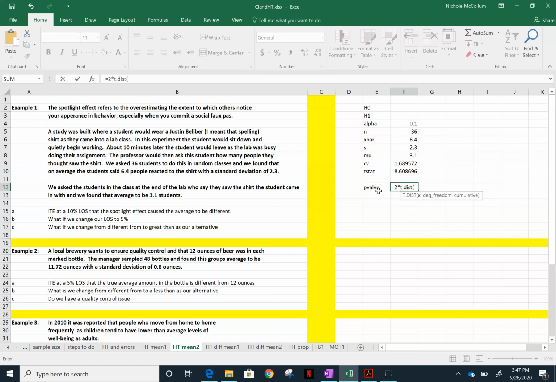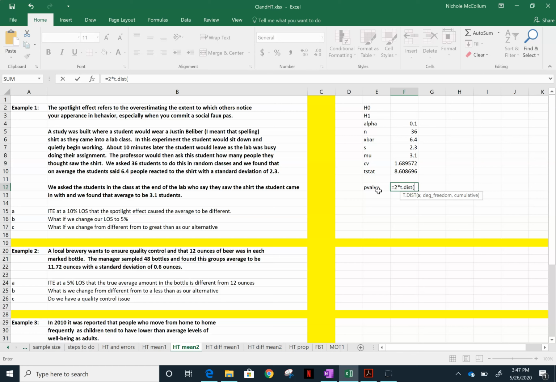I like to run through the code to make sure I understand what's going on. So t.dist needs 3 numbers. It needs to know the bar in the sand, the degrees of freedom for the curve, and whether you want cumulative. In hypothesis tests, you almost always want cumulative. In basic stats, you always want cumulative. So there always will be a 1 at the third one.